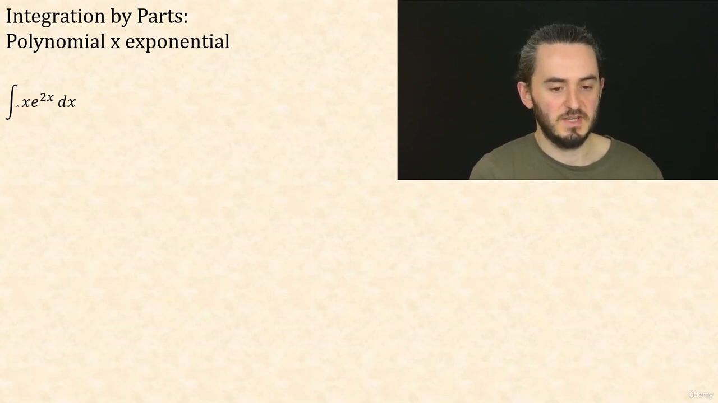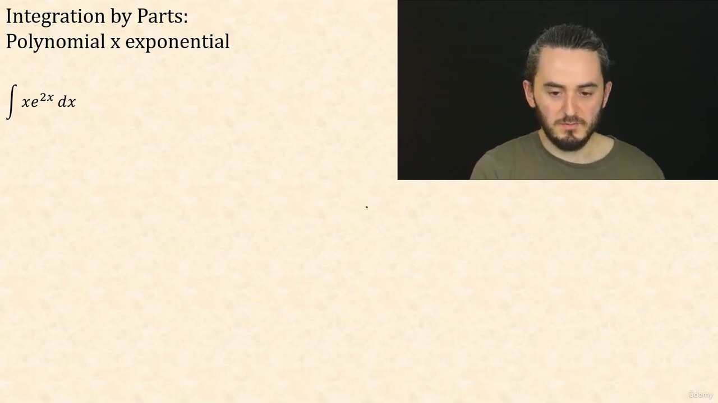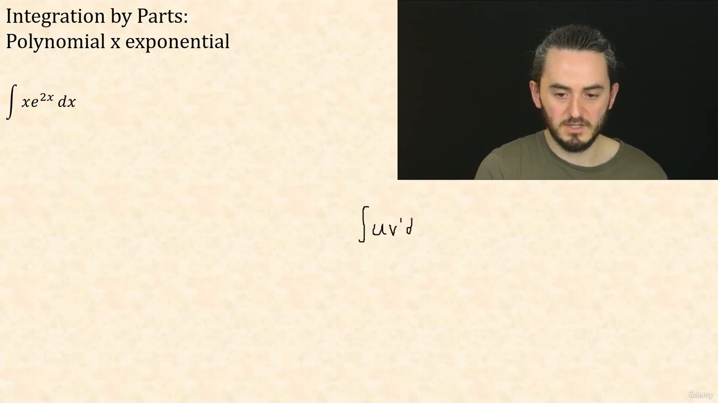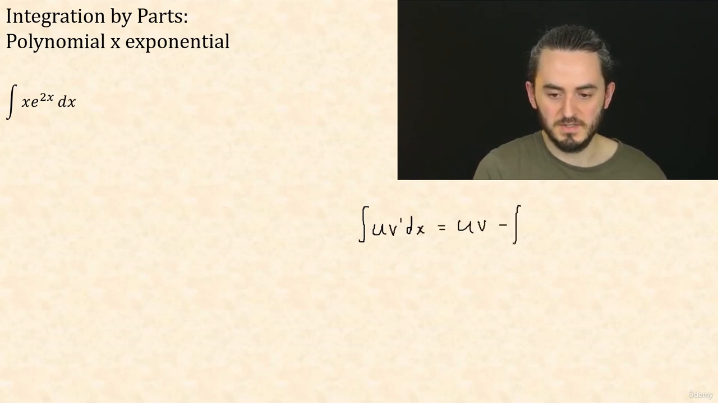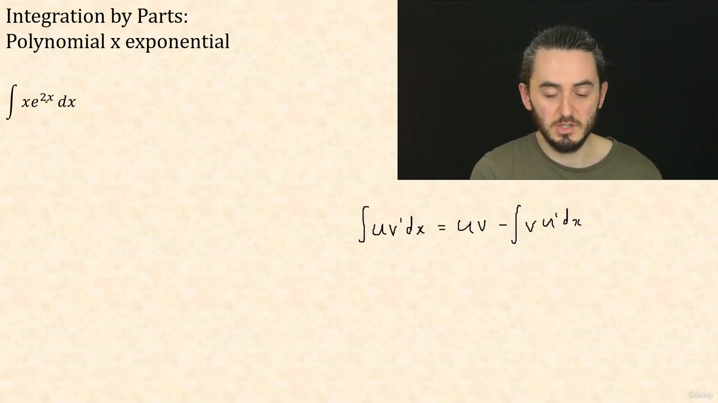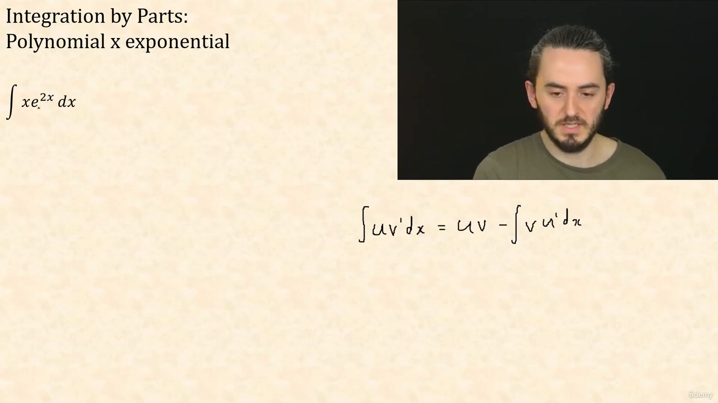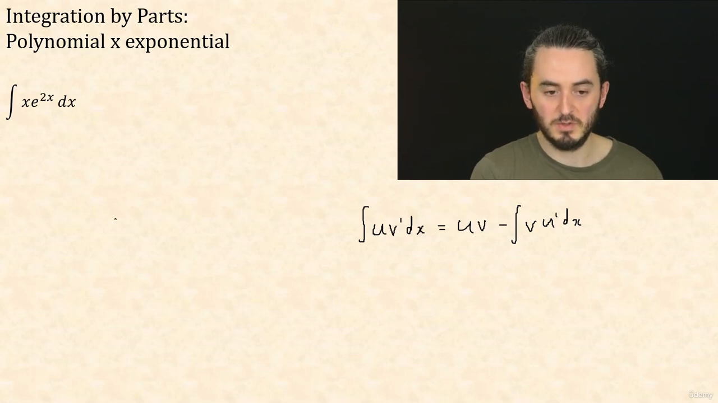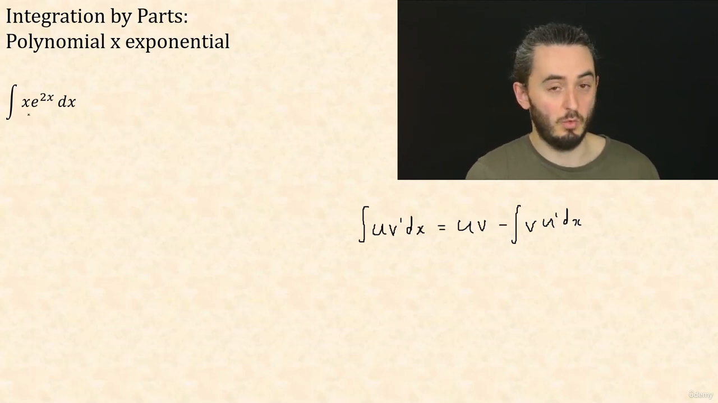Okay, so integrating x times e to the 2x. Here's my formula again. The integral of u v dash is u v minus the integral of v u dash. So if we had to pick one of these, either x or e to the 2x, to be u, which one would it be? Well, u is the one that we differentiate over here. And what's nice about x is it differentiates to 1, so it gets easier.